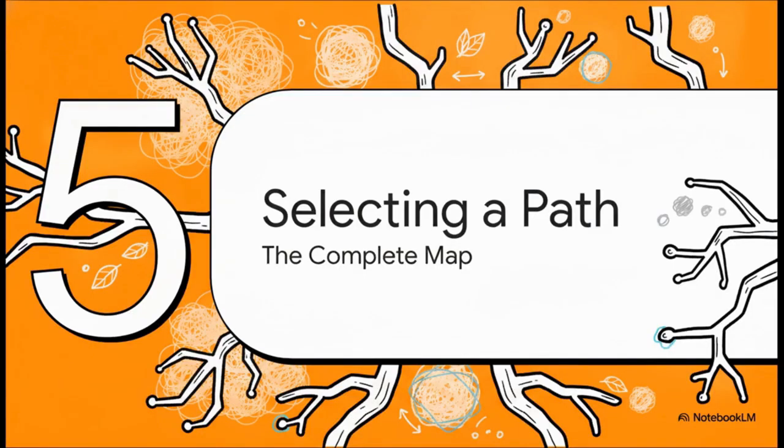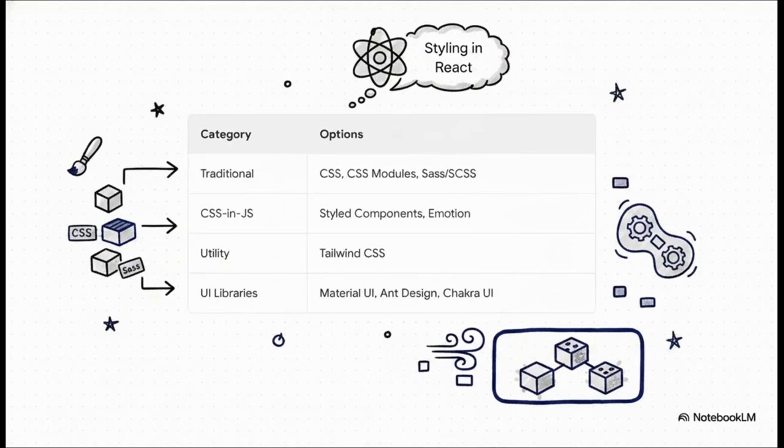Section 5. Selecting your styling path. Okay, we have covered a massive amount of architectural ground in this explainer. So how do you actually synthesize all of this and choose the right path? Well, it really boils down to your team's composition and the ultimate goal of the product.